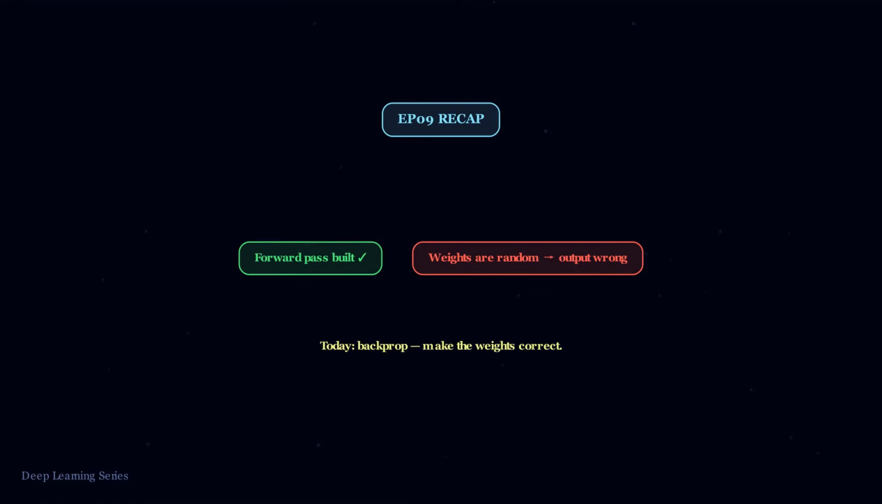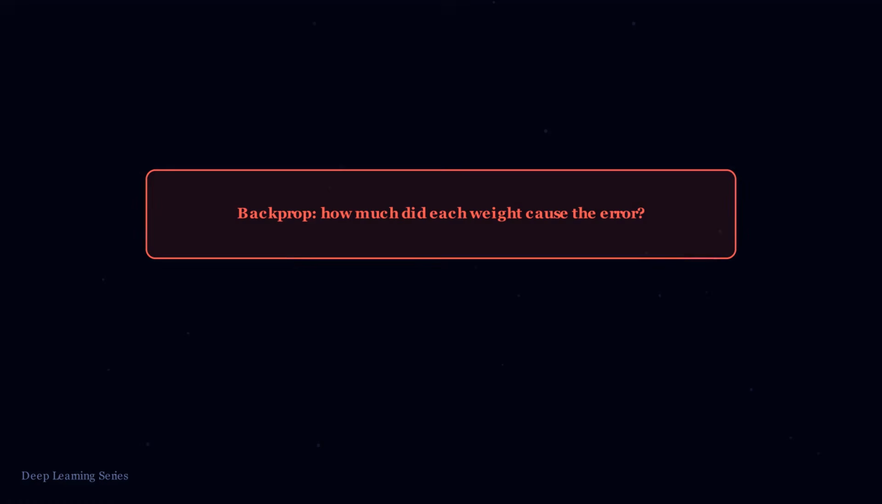Last episode, you built the forward pass of a two-layer MLP in pure NumPy. You can now compute an output from any input. But the output is wrong because the weights are random. Today we fix that. Backpropagation is the algorithm that computes how much every single weight contributed to the error, so gradient descent can nudge each one in the right direction. It is the reason deep learning works.